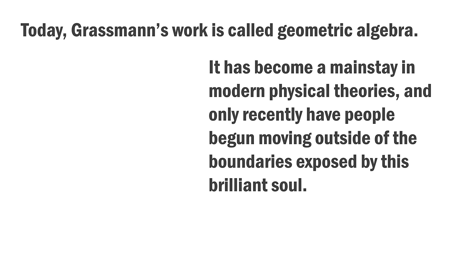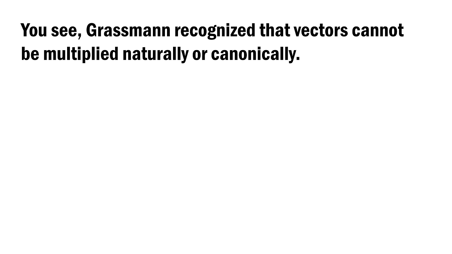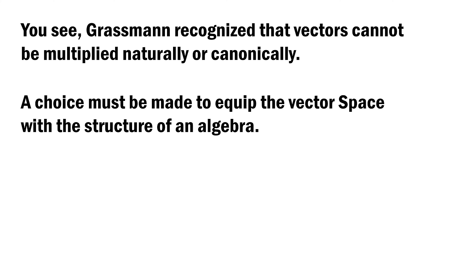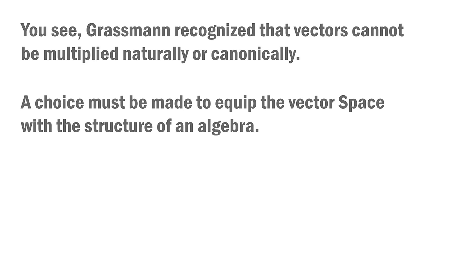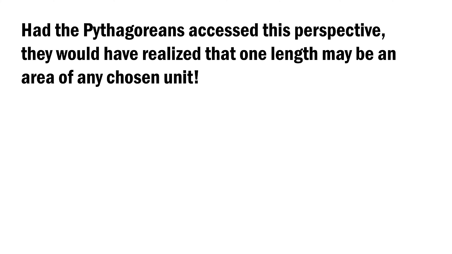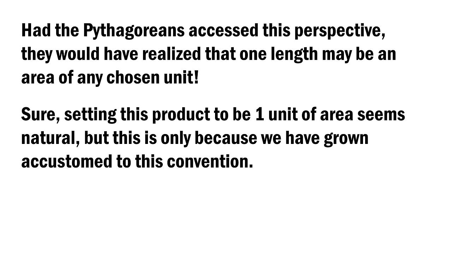You see, Grassmann recognized that vectors cannot be multiplied naturally or canonically. A choice must be made to equip the vector space with the structure of an algebra. Had the Pythagoreans accessed this perspective, they would have realized that one length may be an area of any chosen unit. Sure, setting this product to be one unit of area seems natural, but this is only because we have grown accustomed to this convention.